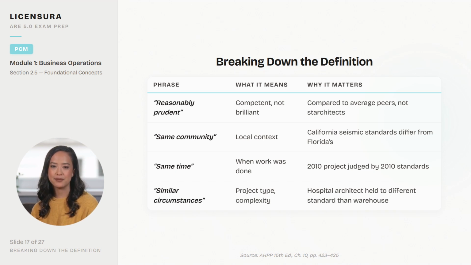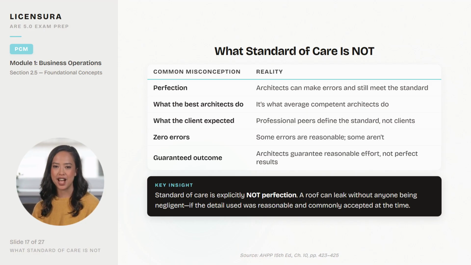Now let me clear up some common misconceptions, because these trip up both exam candidates and practicing architects all the time. Standard of care is not perfection. Architects can make errors and still meet the standard. That's an important distinction. It's not what the best architects would do. It's what average, competent architects would do. It's not defined by what the client expected. Professional peers define the standard, not clients. It's not zero errors. Some mistakes are reasonable, some aren't. And it's not a guarantee of a perfect outcome. Architects guarantee reasonable effort, not perfect results.